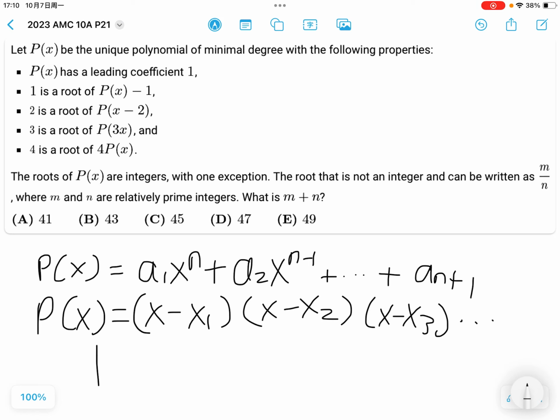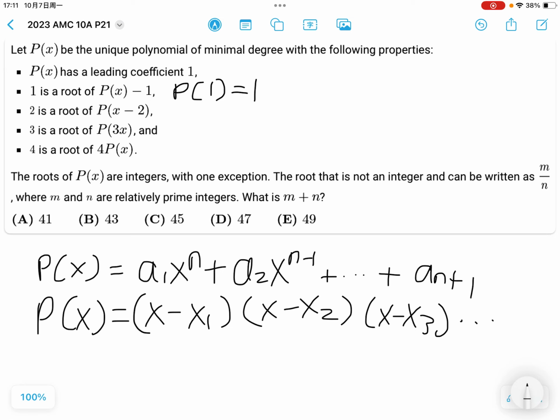In this problem, we're going to use this way because we've already got some roots we can deduce. Firstly, we know that P of x has a leading coefficient of 1, so we don't need a number here. Usually we need a leading coefficient like k, but k is just 1, so we leave that alone. Now, 1 is a root of P of x minus 1. What does this mean? When x is equal to 1, this thing is equal to 0. Being a root means that it equals 0. So P of 1 equals 1, because P of 1 minus 1 equals 0.